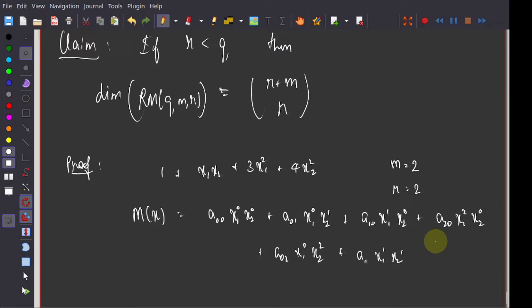Do you agree? I can write any polynomial in this particular form. So now, how do you choose a particular message? A message is obtained by choosing one set of these coefficients. Correct? Do you agree? Any questions? So if I put one particular realization, say a00 equal to 0, a01 equal to 1, a10 equal to 0, a20 equal to 0, a02 equal to 0, and a11 equal to 1, that gives me one particular polynomial, and that corresponds to one particular message, right? And the code word is obtained by evaluating this message, which is this particular polynomial, at all possible points.